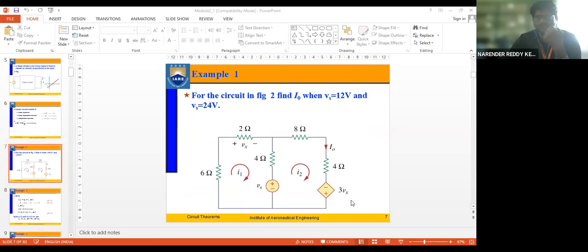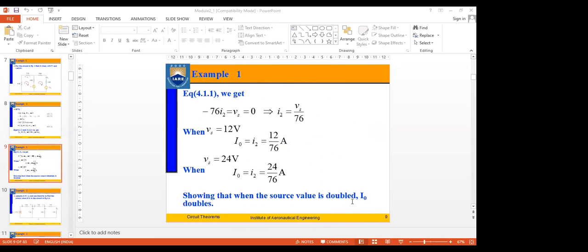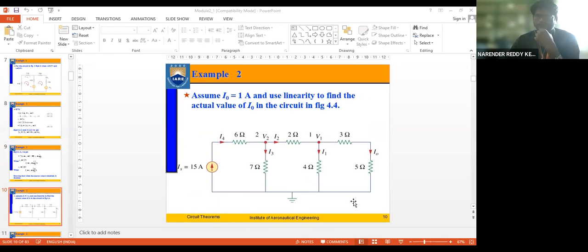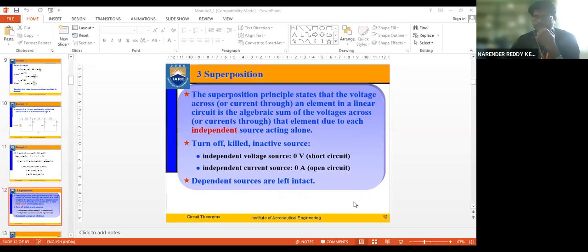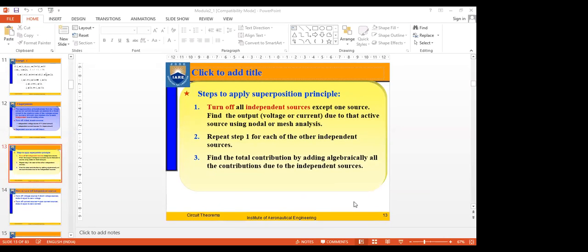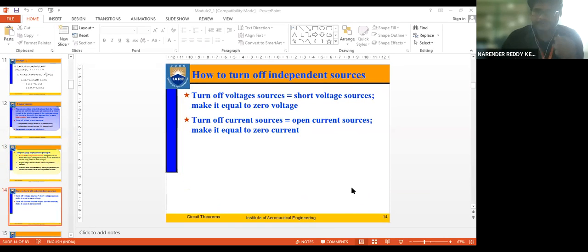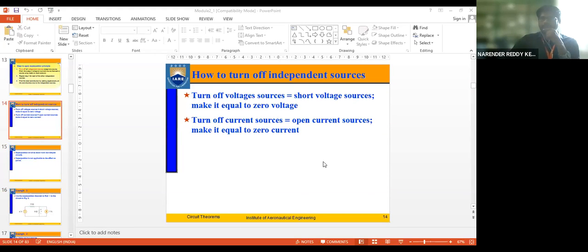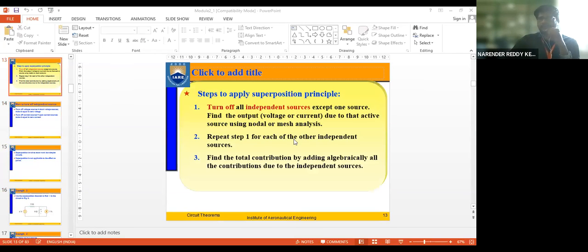So what were we discussing in the last class? We were discussing superposition theorem, right? So what is the fundamental statement for superposition theorem? When you have a network with multiple sources, fine.